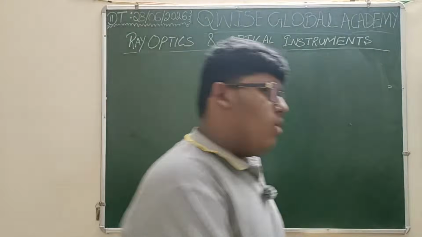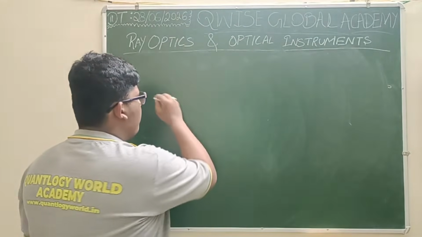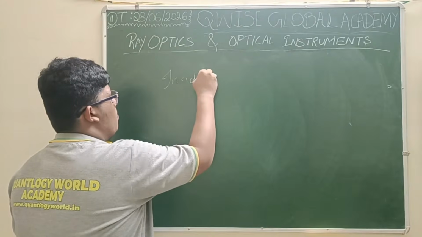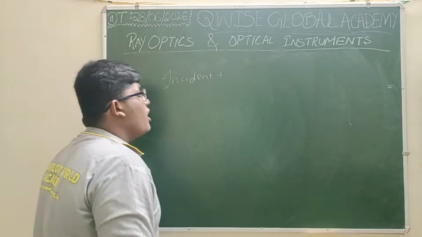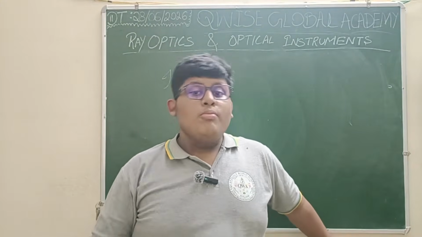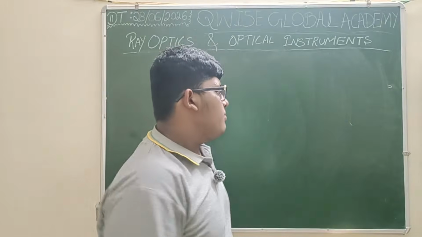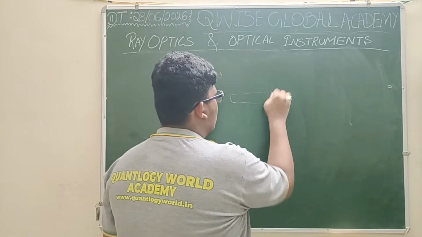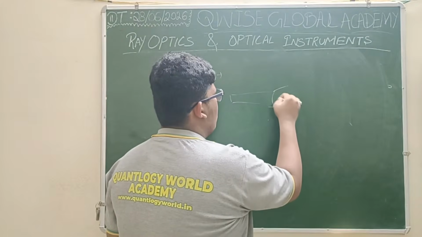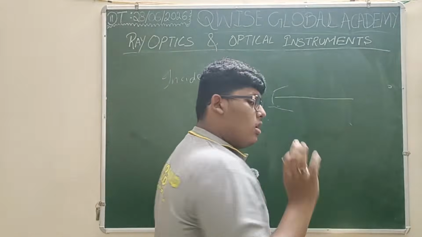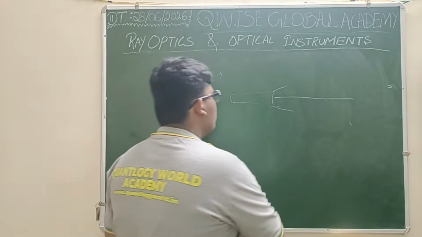Now we'll see what is incident ray. These are the terms related to reflection. Incident ray: the ray of light that comes from the source is called incident ray. Means, let's say this is the torch. The ray of light that comes from the torch is called incident ray.